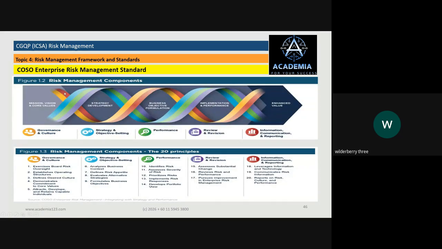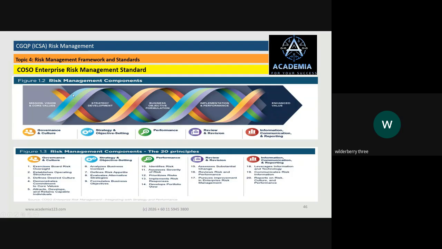And you see here what the components are. These are the five components: governance and culture, strategy and objective setting, performance, review and revision, information and reporting. So they are more organized around the tasks and duties to fulfill within a company. Therefore they organized the risk management according to this activity stream, I would say.